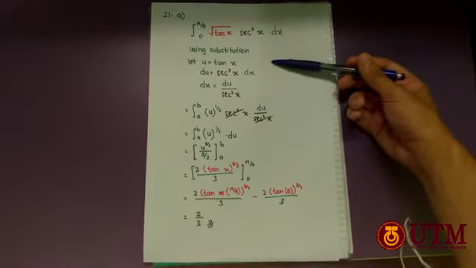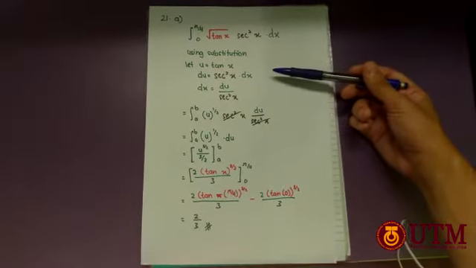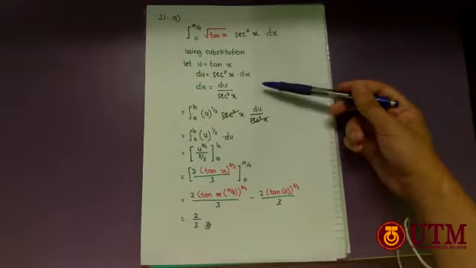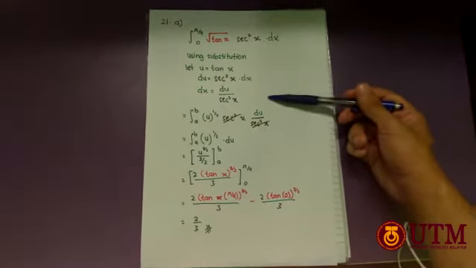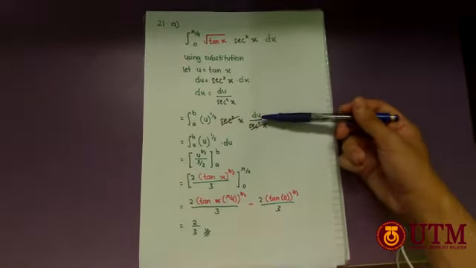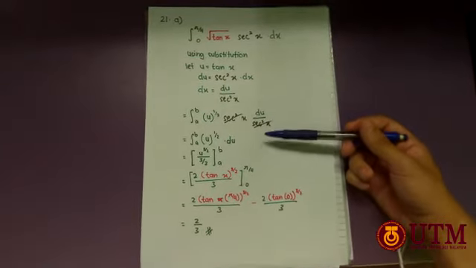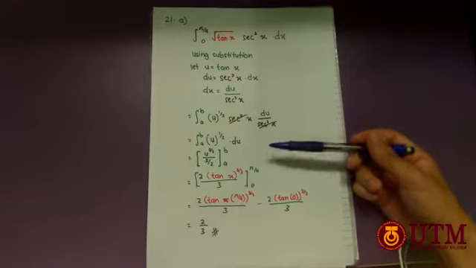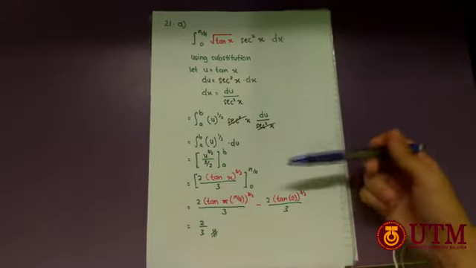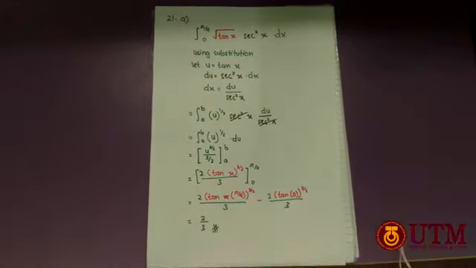Let u equal tangent x. Differentiate it, and we will get secant squared x. Make dx the subject, so dx is equal to du over secant squared x, and then integrate the function in terms of u. Cancel out the secant squared x, so integrate it as usual. Then substitute tangent x back into u, evaluate it, and you will get 2 over 3.